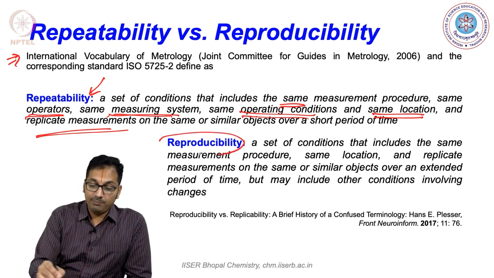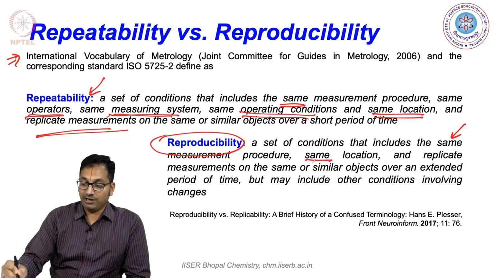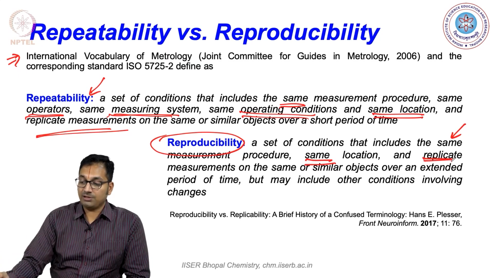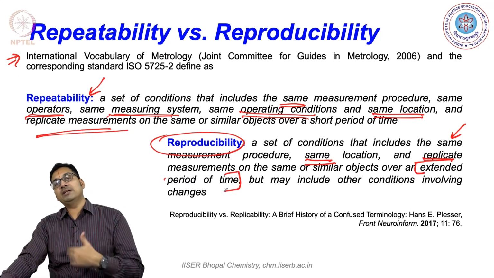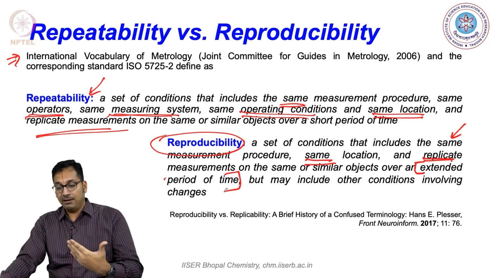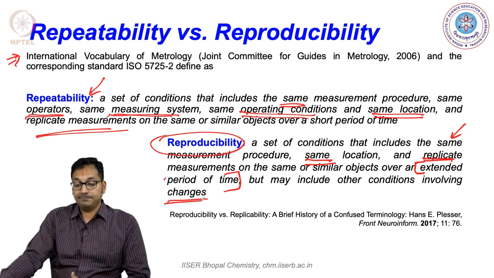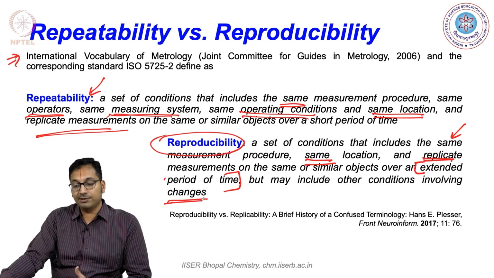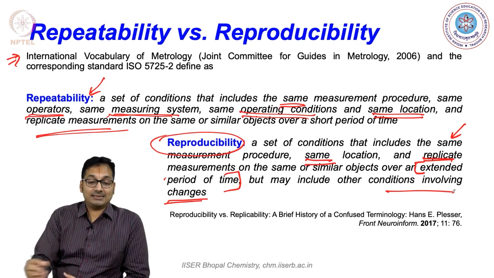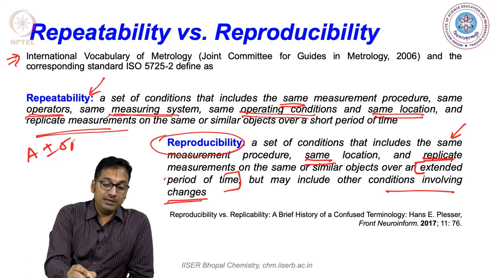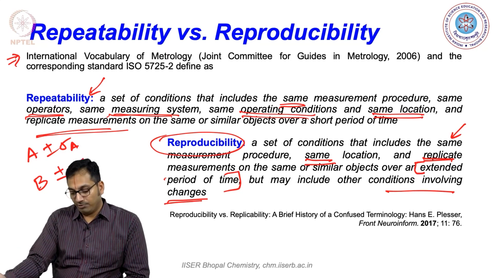On the other hand, reproducibility is defined by the fact that the same measurement procedure is done in the same location on replicate measurements of similar objects over an extended period of time. So this has to be noted, meaning that one repeats it over a period of time with the exact same setup, but it may include other conditions involving changes, meaning that you performed it at a time where the temperatures could be slightly different, but you're still maintaining the temperature and things of that sort. So let's say some small deviations come up, and still if you're able to measure A and B which agree within their given values, then you tend to say this is reproducible.